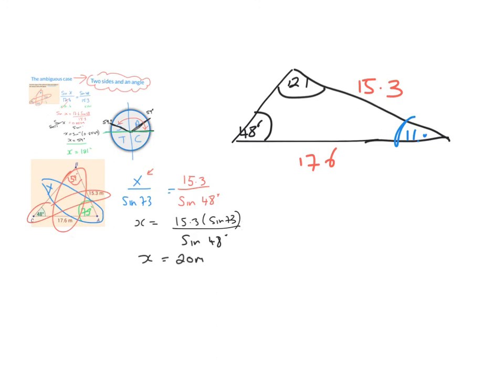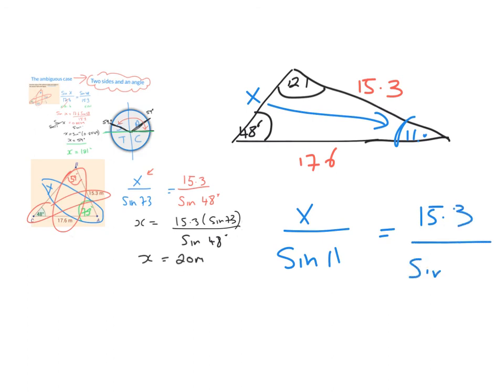Alright, so now on this triangle I have lots of information. The only bit I don't know is this side here, which I've called x. So I'm now going to do the sine rule again. So I'm doing my pairs. So x over sine 11 equals either pair again. I'm going to use the same pair again. So 15.3 all over sine of 48. Now multiply both sides by sine 11.